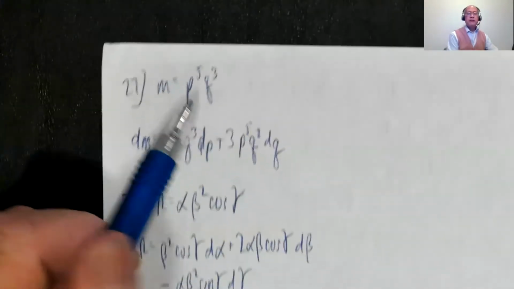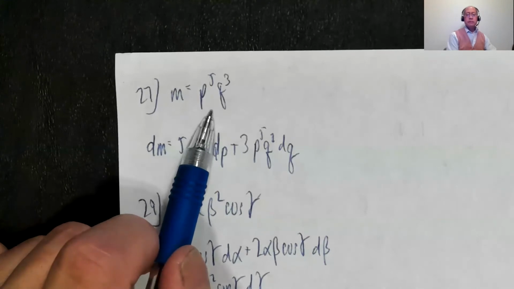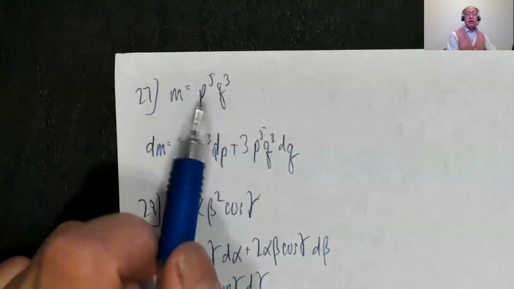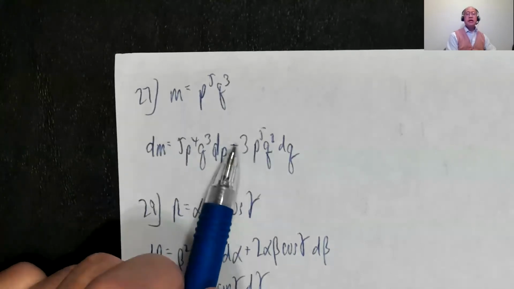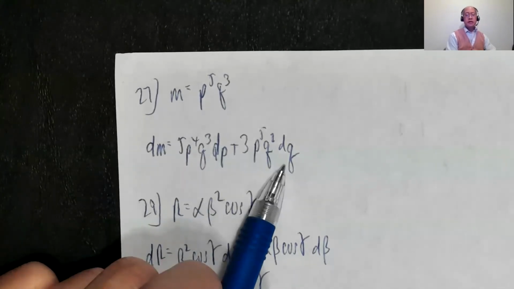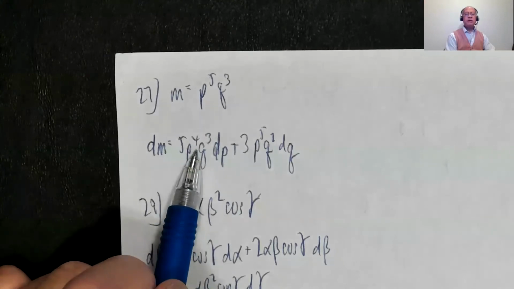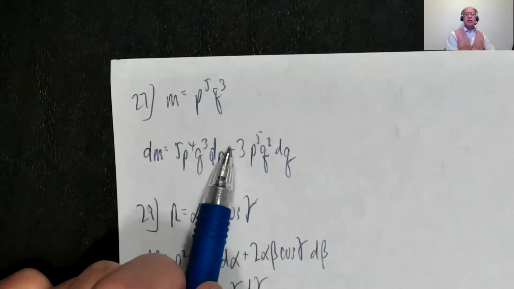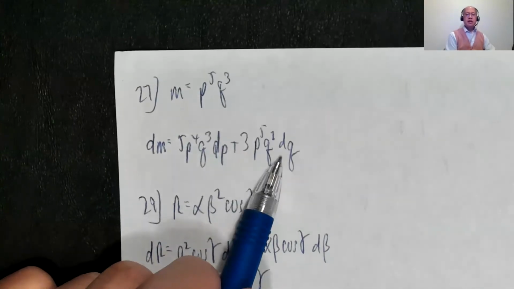Okay, and then finally a few differential problems. M equals p to the 5th q cubed. dm is partial with respect to p dp plus partial with respect to q dq. That's all. So partial with respect to p is 5p to the 4th q cubed dp plus partial with respect to q, 3p to the 5th q squared dq.